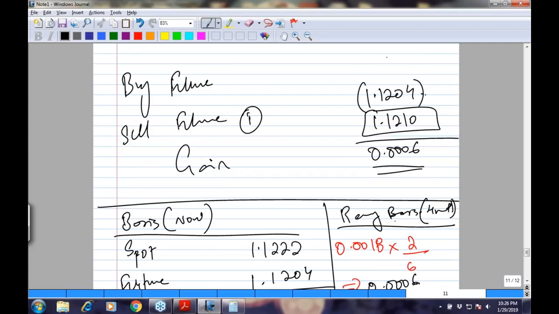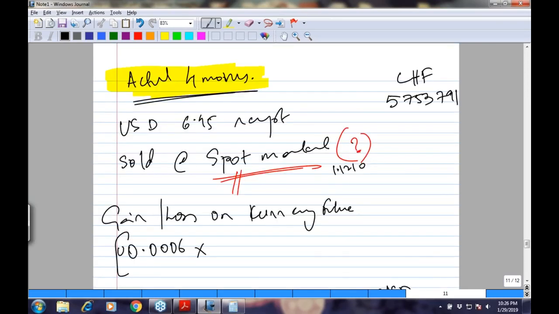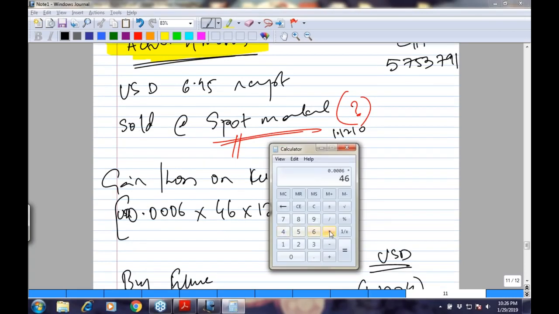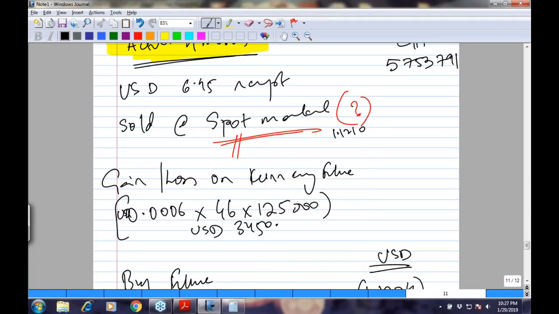This gain is expressed in terms of USD, because the exchange rate is quoted as USD upon CHF. So this gain is going to be multiplied with the number of contracts, which is 46, and the size of each contract is 125,000. Resultingly, the gain that we will have is USD 3450.